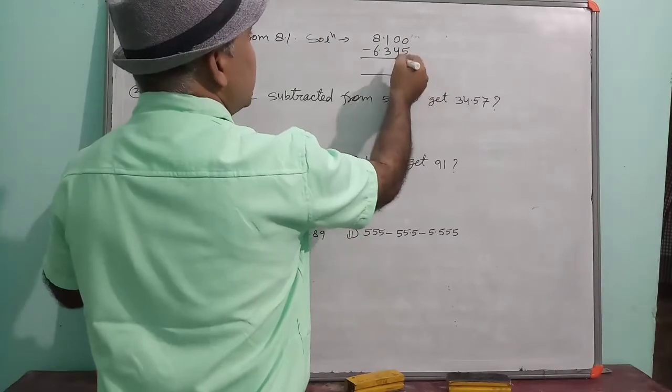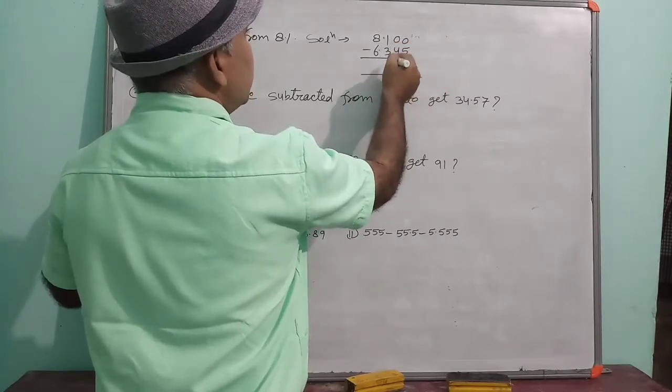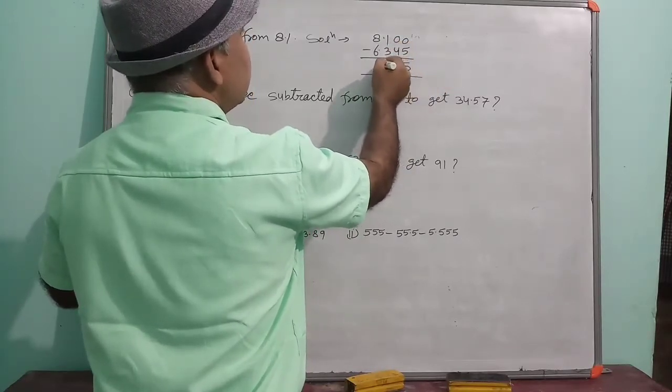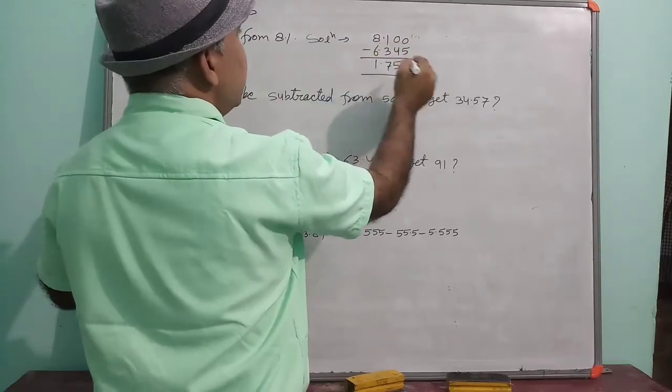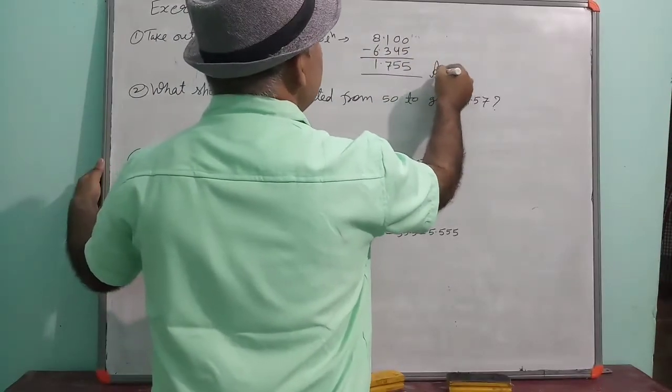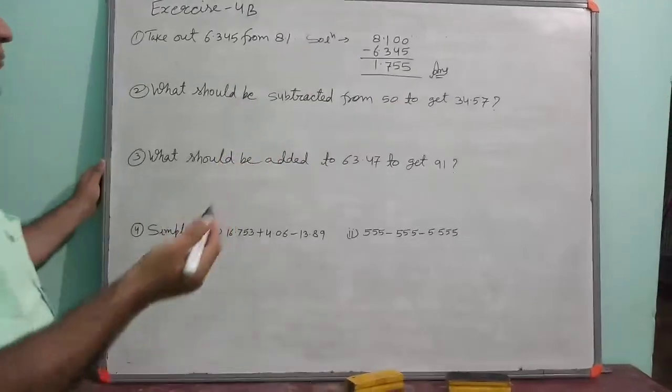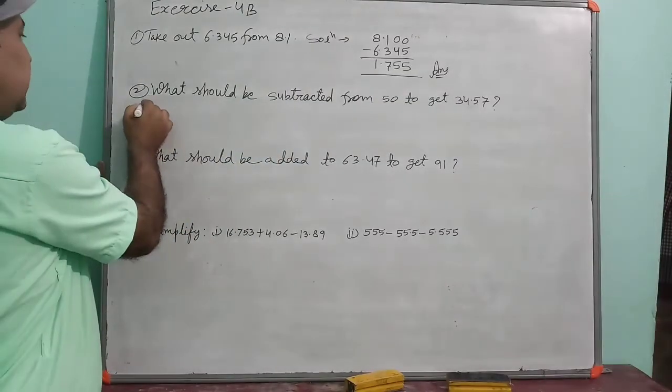10 minus 5 is 5. 9 minus 4 is 5. 10 minus 3 is 7. 7 minus 6 is 1. That means 1.755.